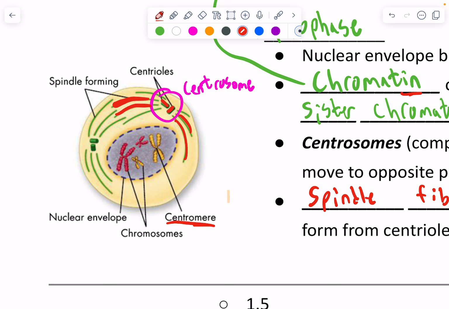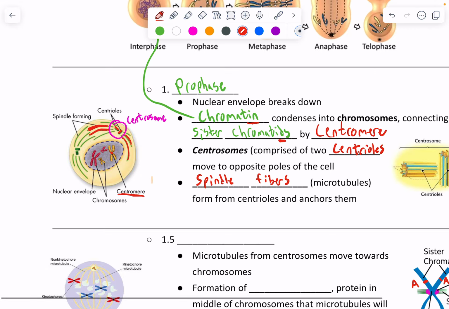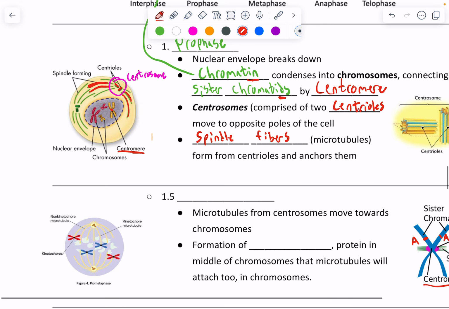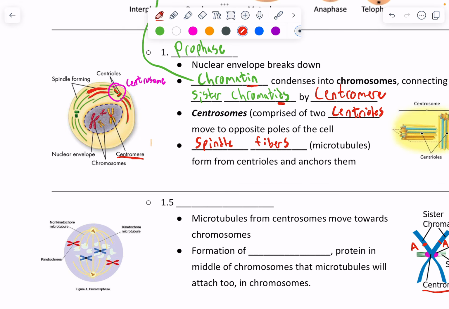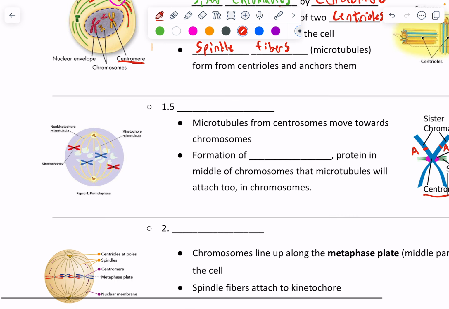The centromere is in the middle of the chromosomes. Our chromosomes are made up of two sister chromatids. Our nuclear envelope is breaking down. So a lot of stuff, right? A lot of vocab. So all of this is taking place during prophase, right? We're kind of getting our early division started. Next is that phase I mentioned, prometaphase.